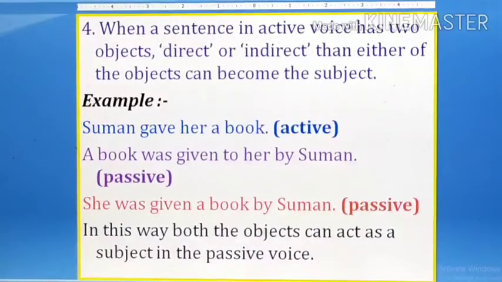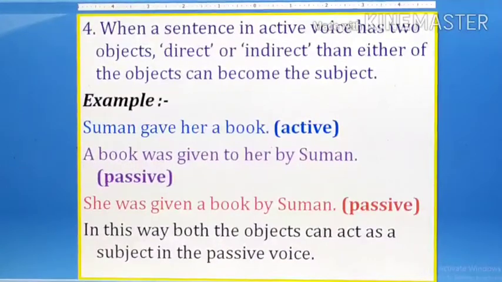Here in this sentence, "her" is an object and "a book" is also an object. Now how will we change this sentence in two different ways? Both the objects can be used as the subject. "A book was given to her by Suman" is the first form, and the second is "She was given a book by Suman." But mostly we use the first sentence. In this way, both the objects can act as the subject in the passive voice. But mostly people use the first one, "A book was given to her by Suman," which is very easy for people to change into the passive form.